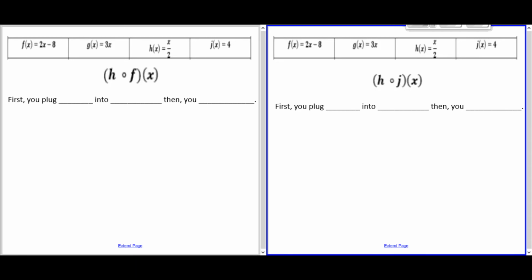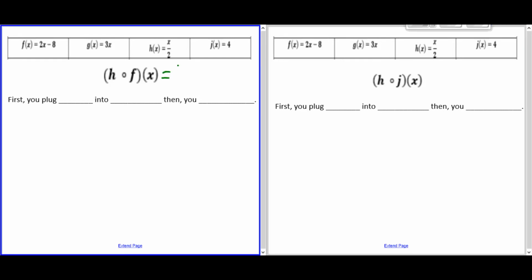So this next one, I'm just going to leave it so you can see 2 pages at once. So this next one, f of x equals 2x minus 8, g of x equals 3x, h of x equals x divided by 2, and j of x equals 4. So this is the notation that I don't really like because it's written as h of f of x, and it's not written in that nice notation. So I'm just going to say that this is equal to h of f of x. So I'm just rewriting it in that better notation.